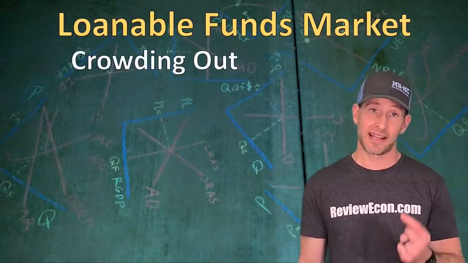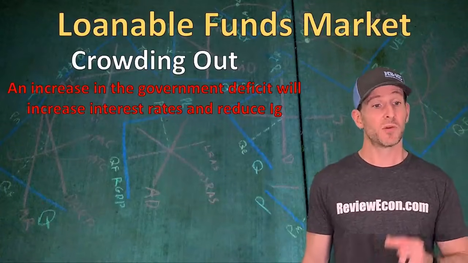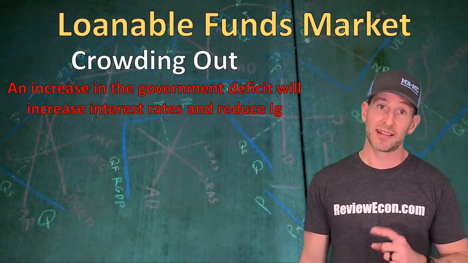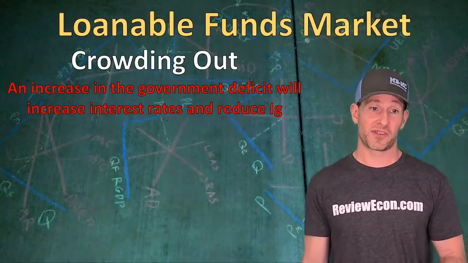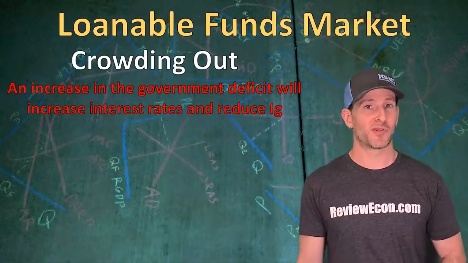Crowding out says that an increase in the government deficit through expansionary policy, for example, will increase interest rates and with that, reduce gross investment. That leads to lower economic growth in the future. There are two ways to look at the crowding out aspect of the loanable funds market.